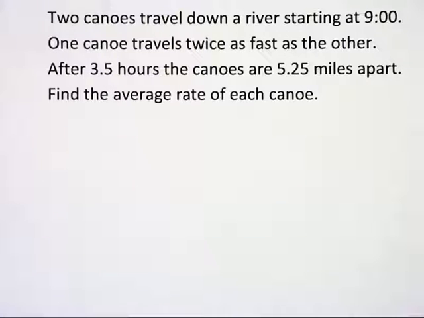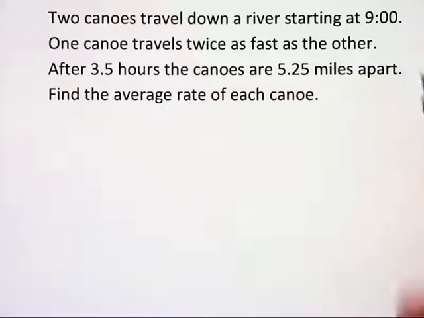This problem is a little bit different and it doesn't show up very often, but I'd like to do it for you to show you some of the tricks that can show up. Two canoes travel down a river starting at 9 o'clock. One canoe travels twice as fast as the other. After 3.5 hours, the canoes are 5.25 miles apart.